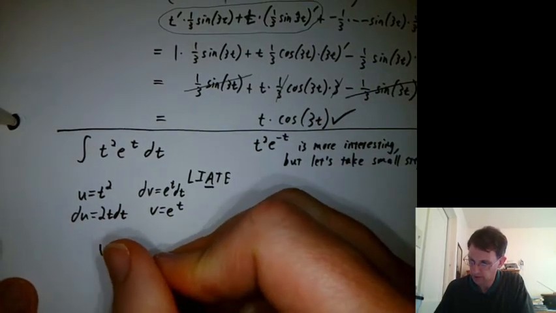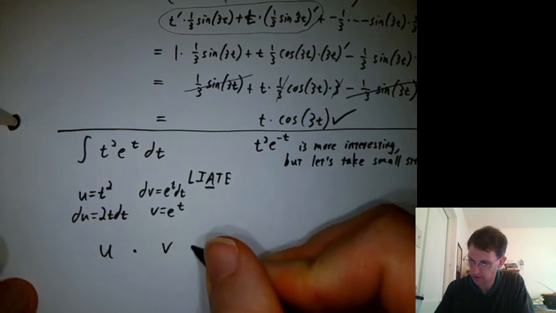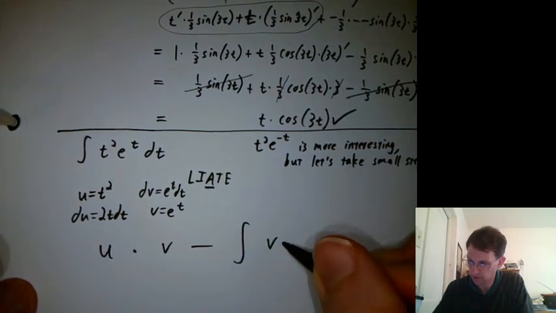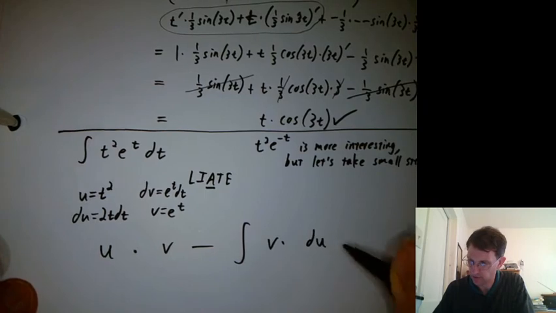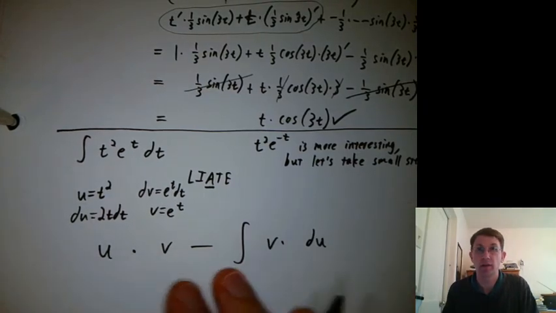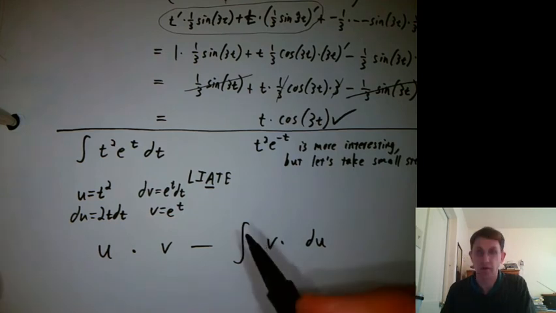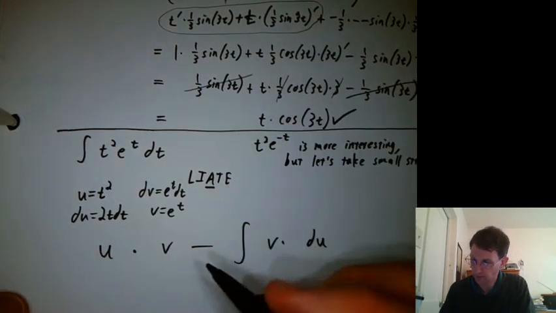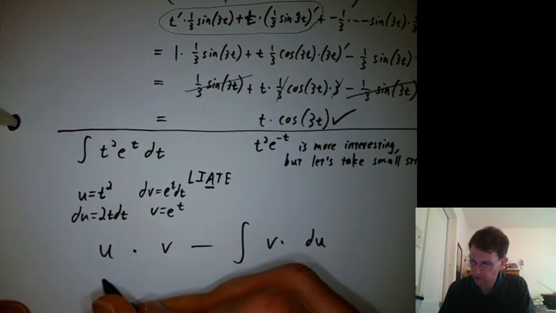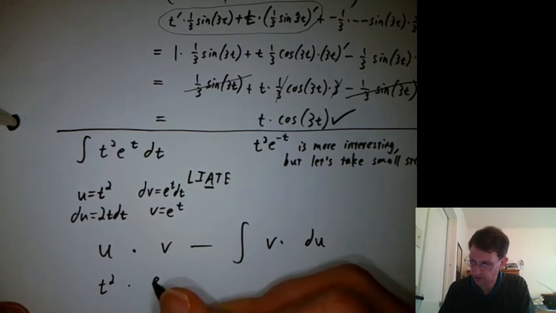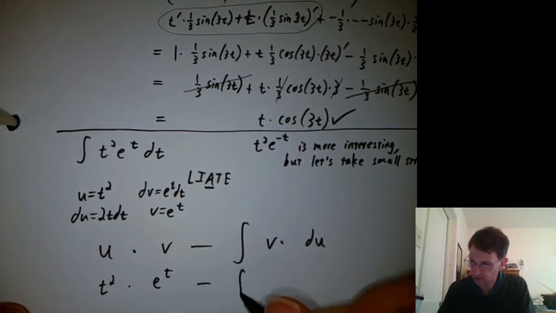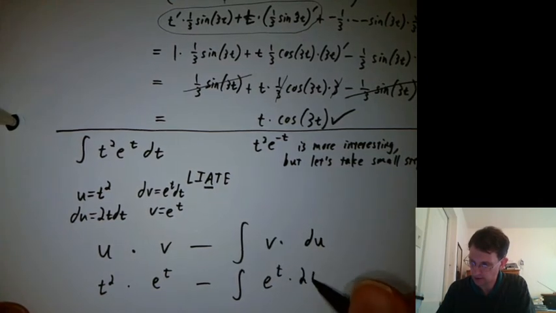So we've got u times v minus the integral v times du. It's often nice to give it a little extra space so you don't run out of space for your columns like I did up there. Don't do like I did, right? Up there. So u is t squared, v is e to the t, minus the integral of v, which is e to the t, times 2t dt.